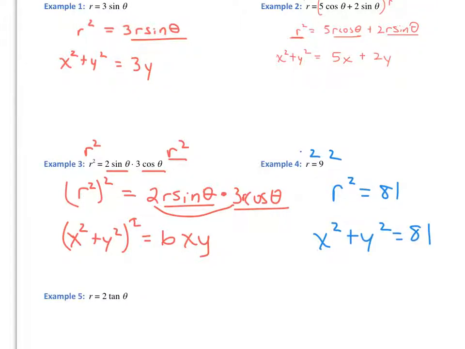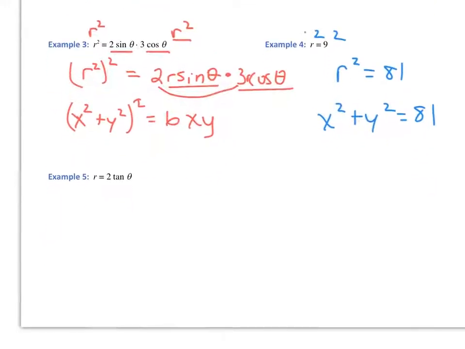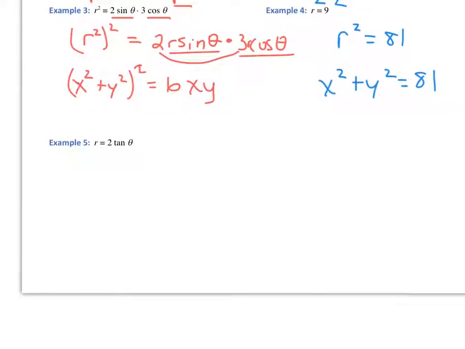And what shape is that if we were to graph it, just out of curiosity? Circle, okay? Because x squared plus y squared equals r squared. All right, example 5. Ideas. What do you want to do? I would say tangent theta is equal to y over x, and then multiply each side by r.